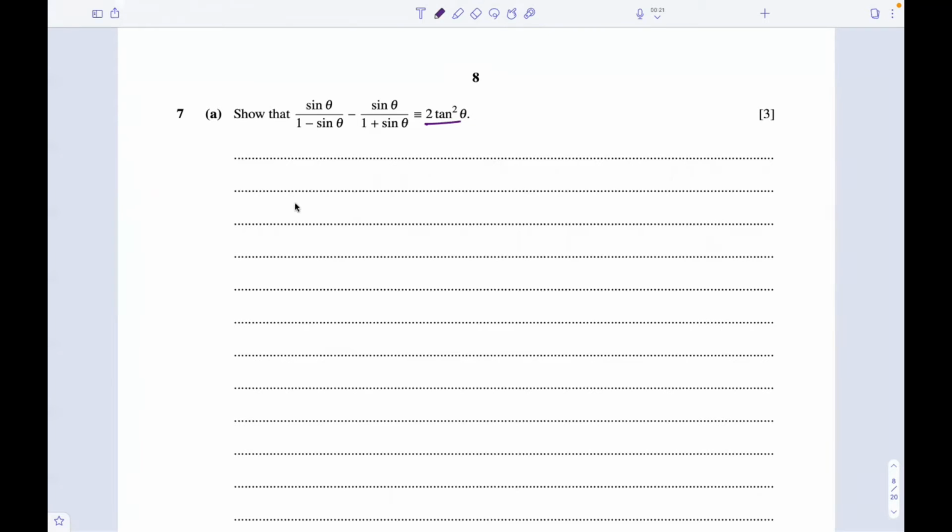In this case, what we can do is take the LCM, and the LCM would become 1 minus sin and 1 plus sin. So taking the LCM, 1 minus sin, 1 plus sin, the sin will multiply by 1 plus sin, and minus this will multiply by 1 minus sin. So we can write it as sin into 1 minus sin. So the numerator becomes sin plus sin squared minus sin plus sin squared upon.